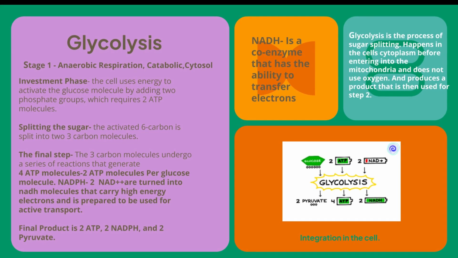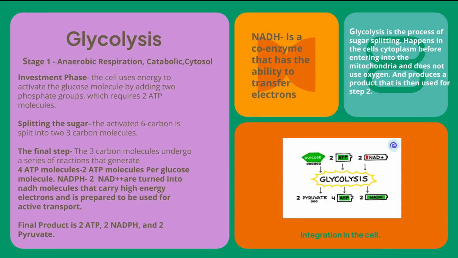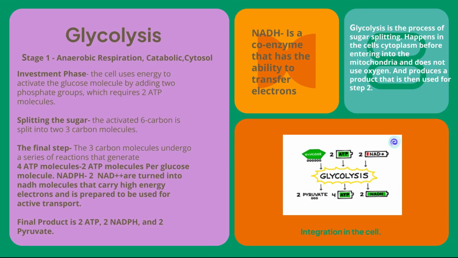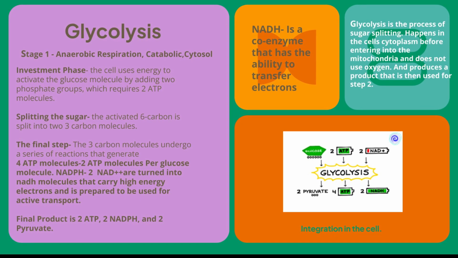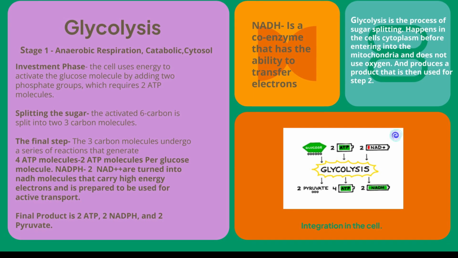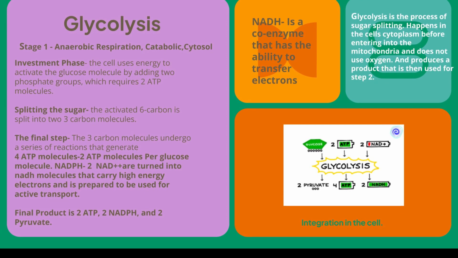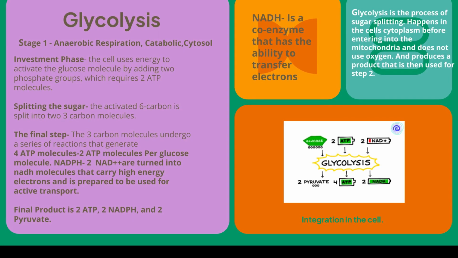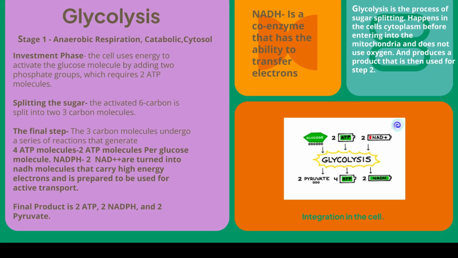Integration in the cell. The first step of cellular respiration is glycolysis, and it involves an investment phase where 2 ATP activate glucose by adding 2 phosphate groups. Splitting the sugar then divides the activated 6-carbon molecule into 2 3-carbon molecules. In the final step, these 3-carbon molecules generate 4 ATP, with 2 net ATP per glucose, and convert 2 NAD+ to 2 NADH, which carry high energy electrons. And the final product is pyruvate.